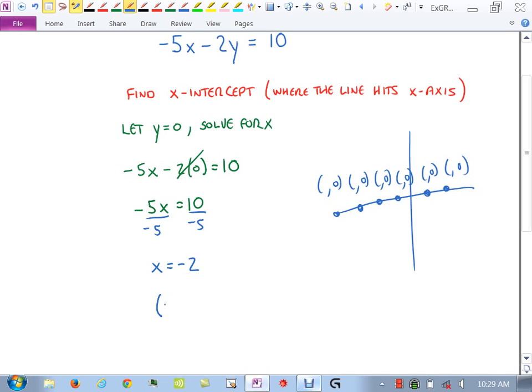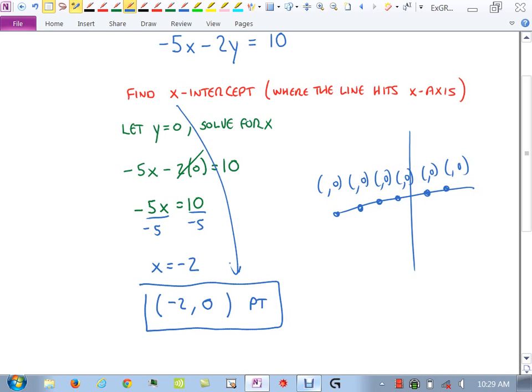So that gives me the x and the y for the point that solves that equation. What was the x we just said? Negative 2. And what was the y that we plugged in? 0. So this is a point on my line. In fact, it's called the x-intercept. It's the point negative 2, 0.